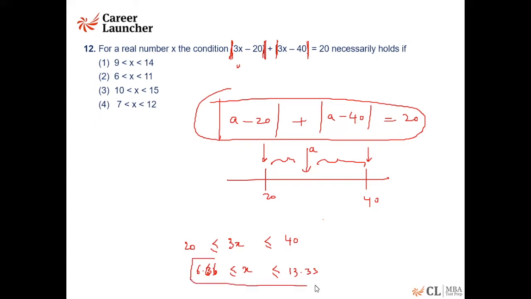Among these choices, the one that satisfies our condition is, obviously not this, neither is it this, right? So it has to be the value x greater than 10 and less than 15. This is also not valid. So it has to be x greater than 7 and less than 12. This is the only valid value of x that will satisfy this condition.